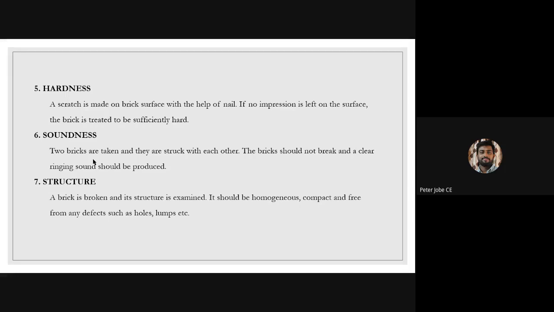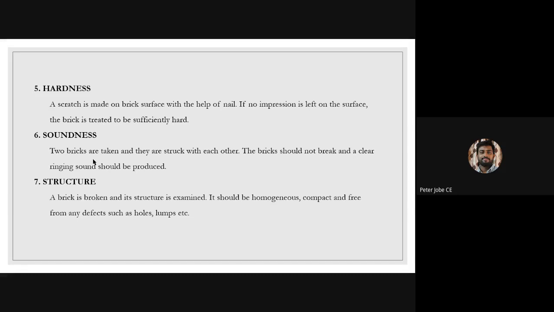If we are scratching it with our nails and there is no impression left on the surface, we can say that this surface is sufficiently hard and it's of high quality. So that's the test we do for hardness. These are all actually simple tests.